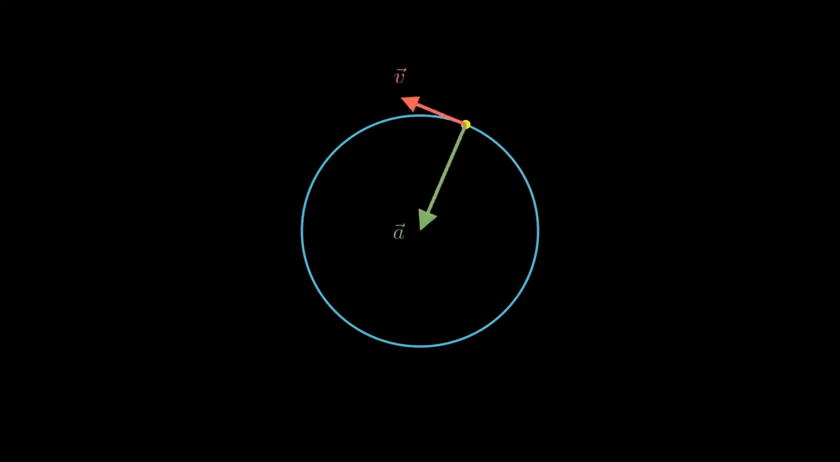As the particle moves, the tangential velocity is always perpendicular to the radius, while the radial acceleration always points toward the center. Let's understand how the arc length and velocity relate in circular motion.